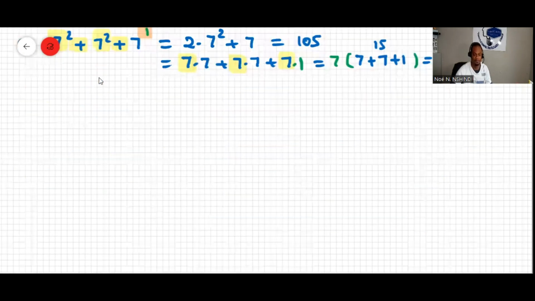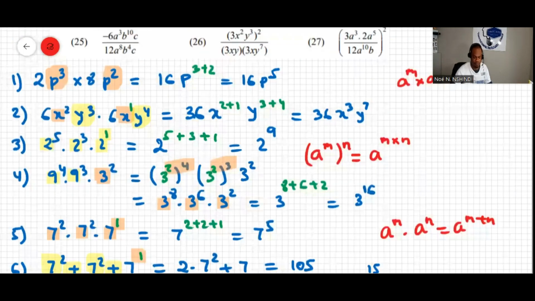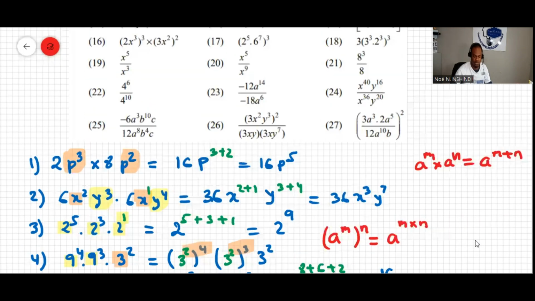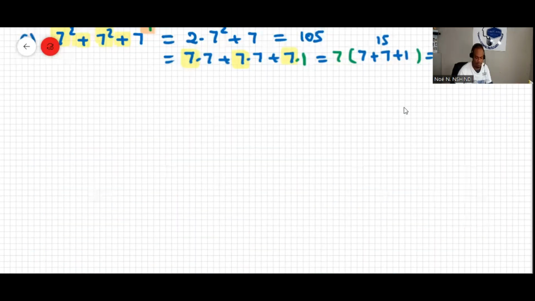Okay. Let's take another question. I'll take question 8. I'll leave question 7 for you to practice. I'll leave 7, 8, 9, 10 because they're similar. So let's show the questions. These questions are very similar, 7, 8, 9, 10. I'll leave them out.